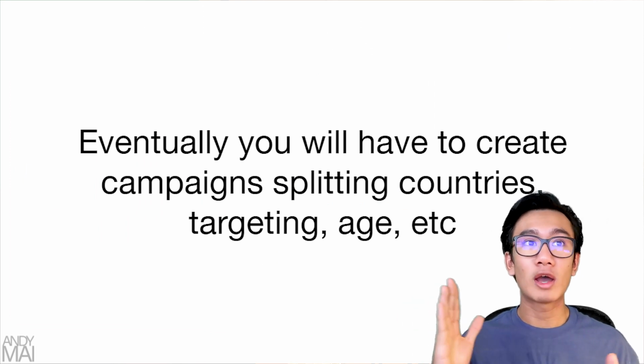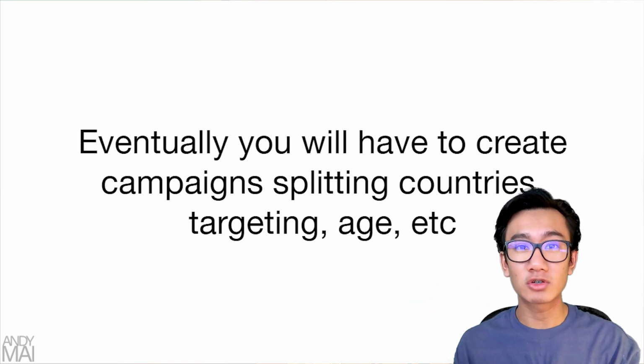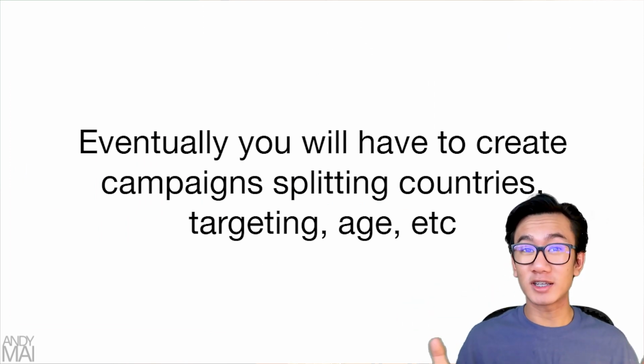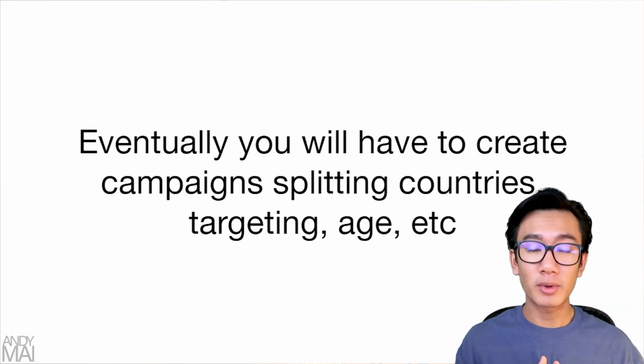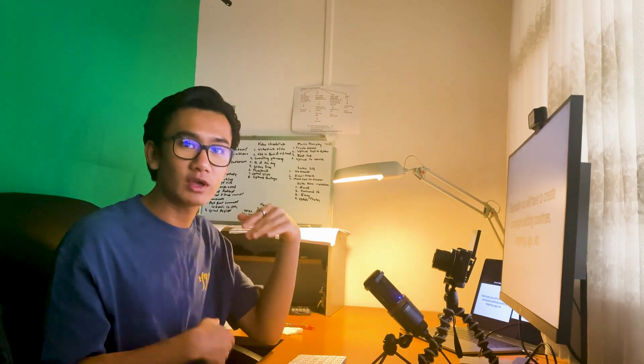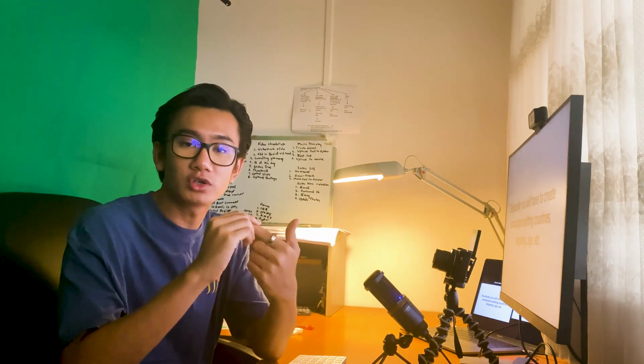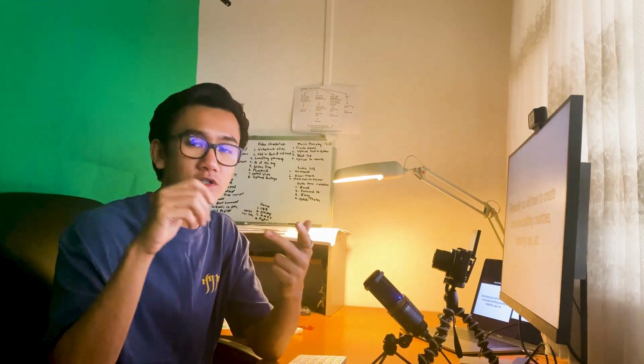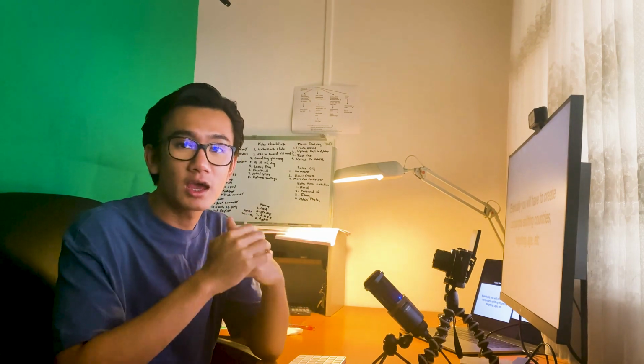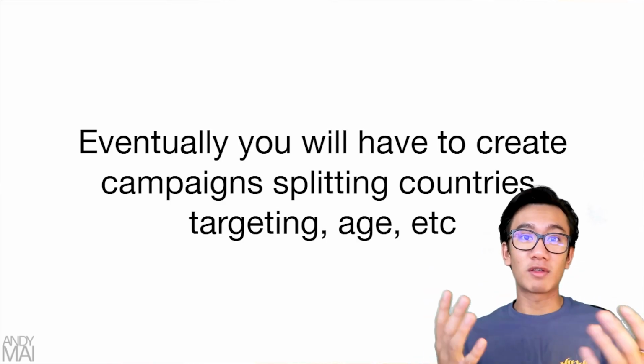Eventually, as you scale, you have to create campaigns splitting countries, targeting, age, etc. because this whole phenomenon happens to everything. Because what if you have just one keyword and you have 5 different countries? All your budget is just going to the United States. All your other countries such as Australia, Canada, and the UK are not getting proper split tests because of the phenomenon I just presented previously.